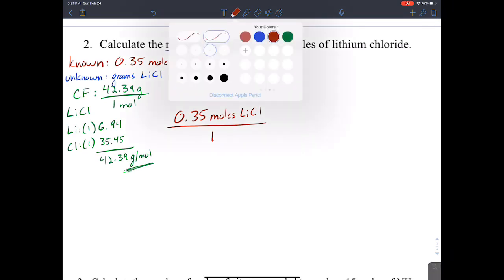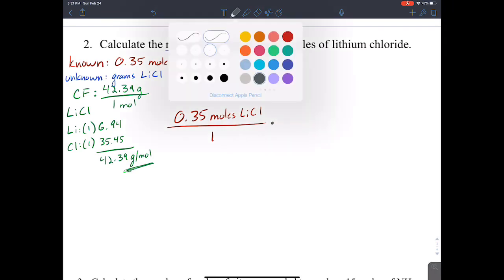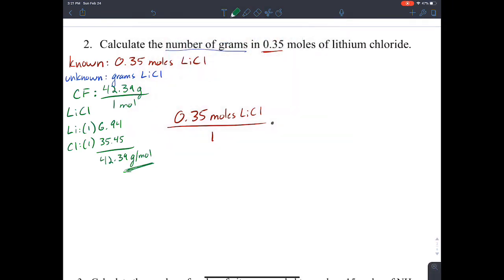Now we need to multiply by our conversion factor, which we're going to set up so that moles of lithium chloride cancels. We're going from moles to grams, so we know that moles of LiCl goes down here. When we look at our conversion factor, I should have written this here to be specific. So 1 mole for every 42.39 grams of lithium chloride. That's going to allow us to cancel out moles of lithium chloride.